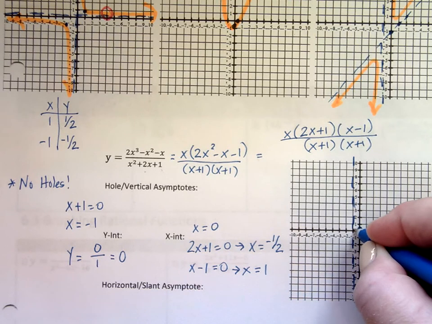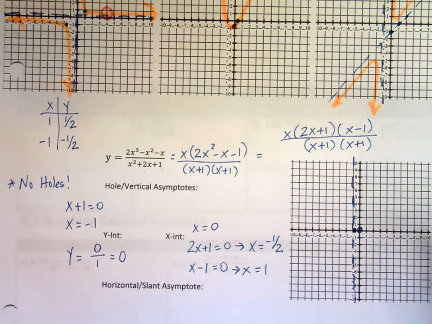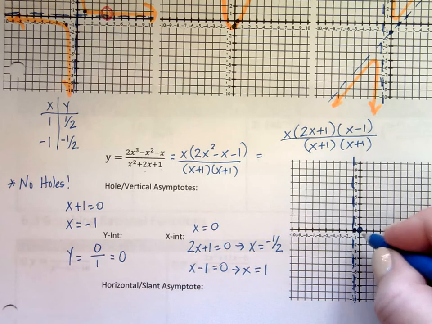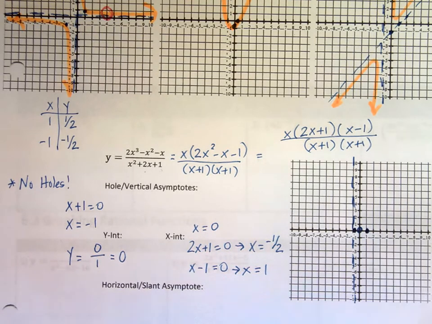I'll try to, there you go. And positive 1 is over here. Well, that's really funky. That's got some weird looking stuff going on. So we'll have to see what happens with this guy.